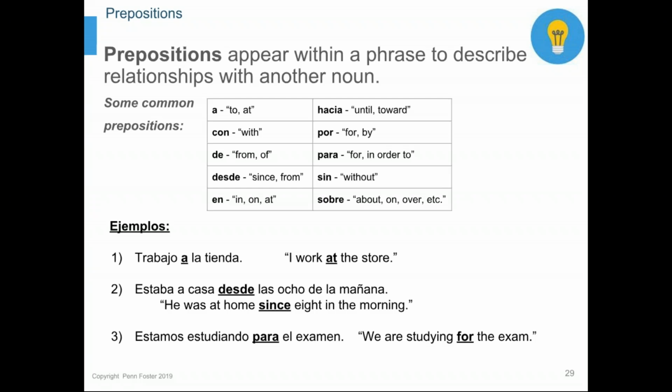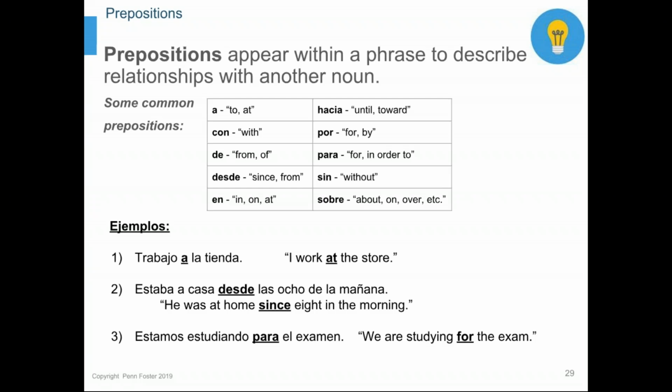In that first example, you see the prepositional phrase a la tienda. Okay, a is the preposition, and it relates to another word in that clause where you're going to be at, or where somebody works at. The store is the other word that it relates to in that clause.